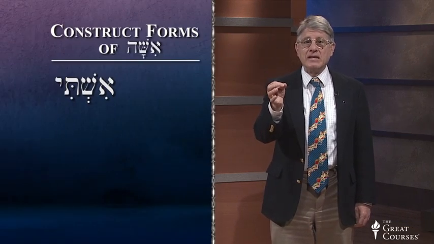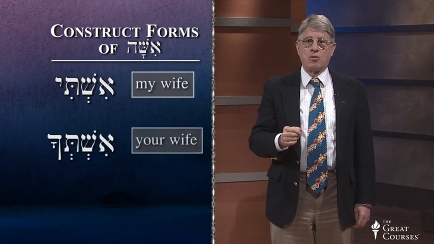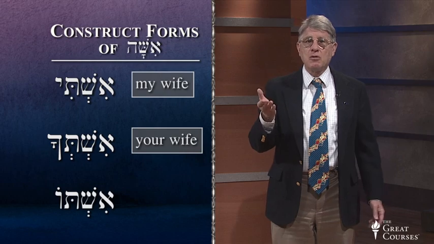And the suffixes work, quote unquote, normally, again now, as long as you're willing to think of this construct form, eshet, as a segolit noun. Ishti, my wife. Ishtecha, your wife. Ishto, his wife.